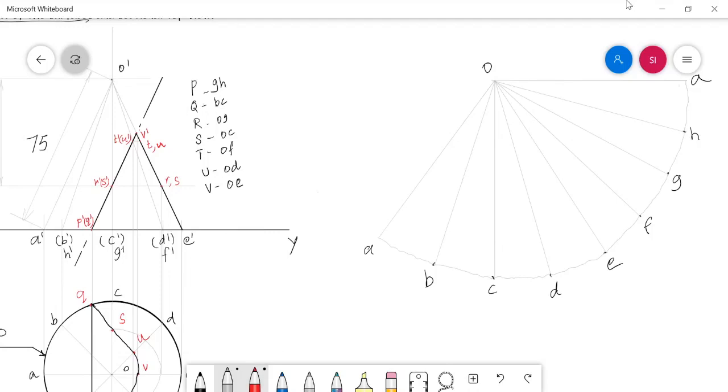Approximately it can be located here. It's nothing but the cut point R. And then the cut point S with the same measured distance. The cut point S can be marked in the generator OC in the development. So approximately at this part.